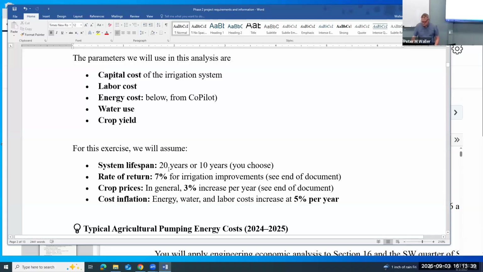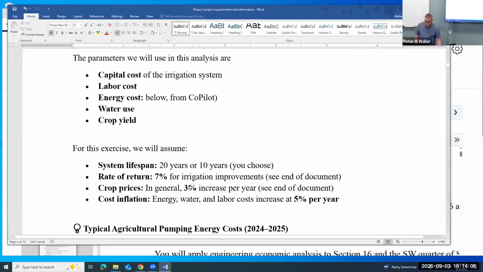In the spreadsheet that I'm going to provide for you, we're doing a 20-year economic analysis, but in the example in this document, it's a 10-year economic analysis, but you can choose whatever you want. I looked up the required rate of return for irrigation improvements, and that's 6 to 8%. So we're just going to go with 7% as the required rate of return.